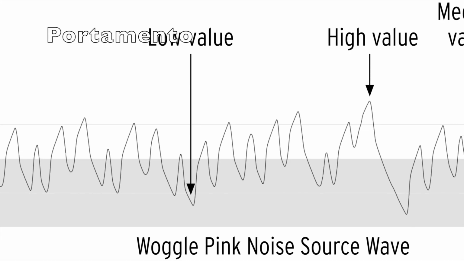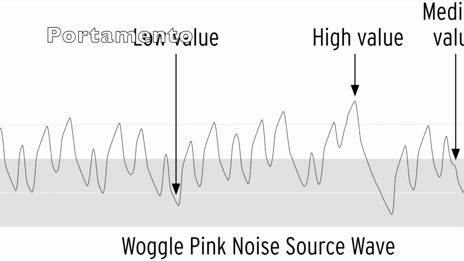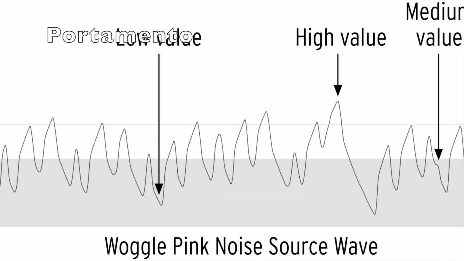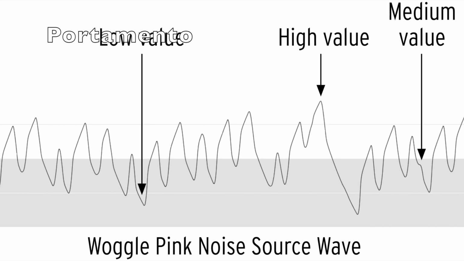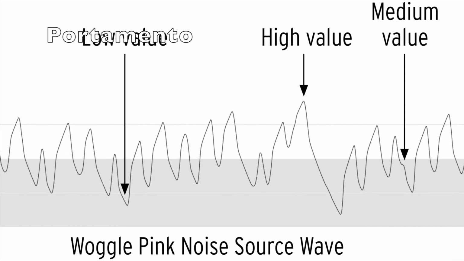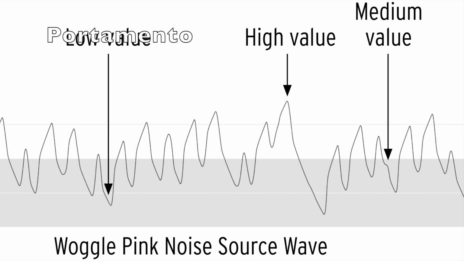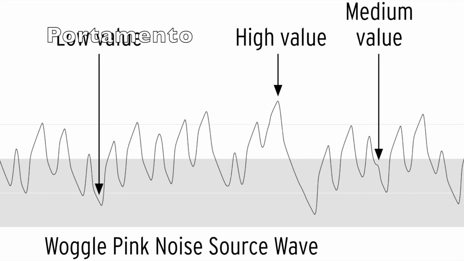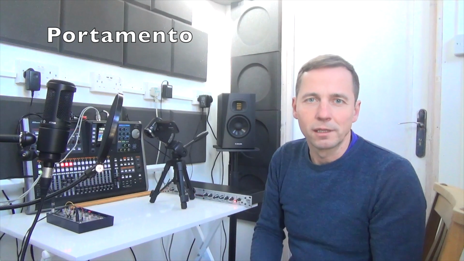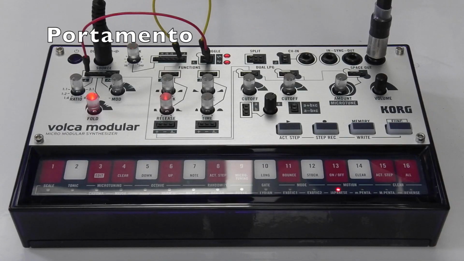When the woggle module is triggered, this wave is frozen at its state, wherever that may be, and it might be that the phase of the wave is at a high position or a low position or somewhere in the middle, and it's virtually impossible to predict where the phase of the pink noise wave will be at any one time, which is why it comes across as a kind of random value generator.